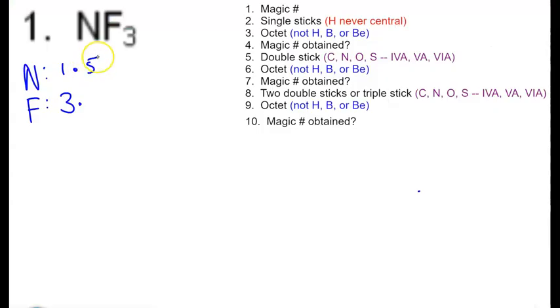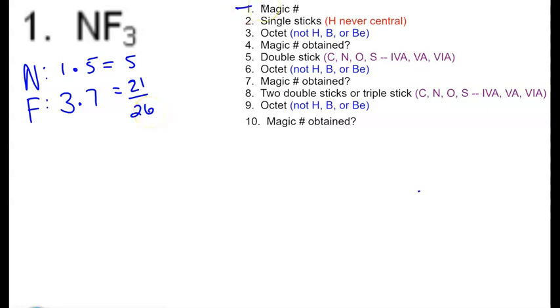So we're going to say nitrogen is 1 times 5 because there's 1 nitrogen in the formula, 3 times 7 because there's 3 fluorines in the formula. So you're going to multiply the number of each atom you have times its valence electrons. So this is a 5 and this is a 21. So we get a 26 here. That's our magic number. So then we've done this step.